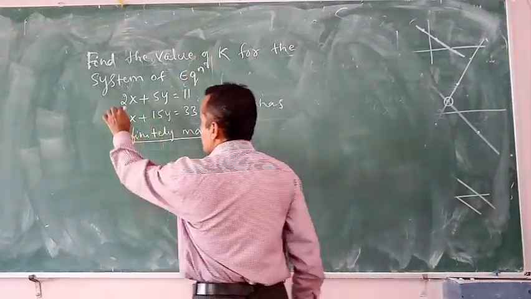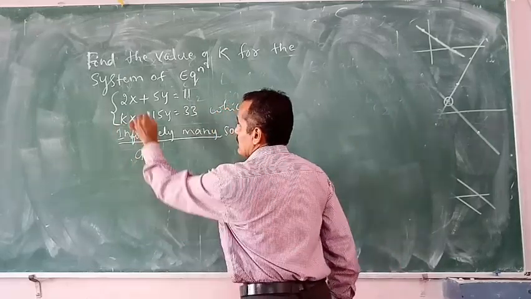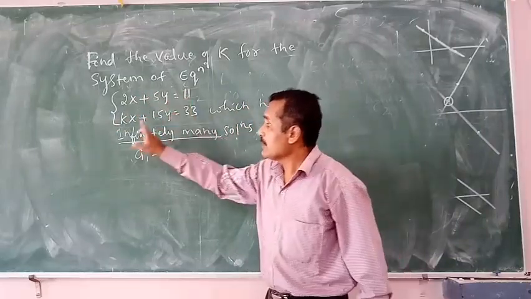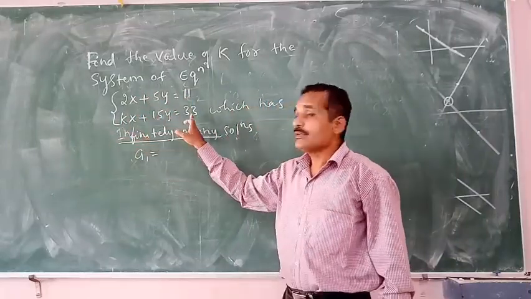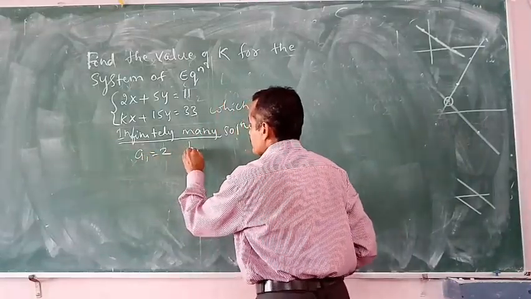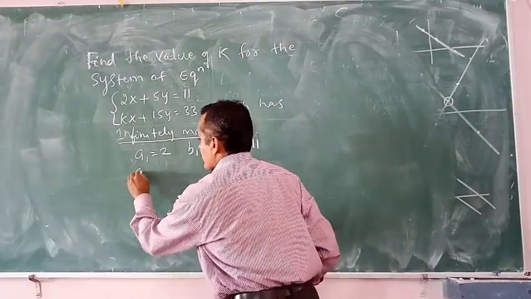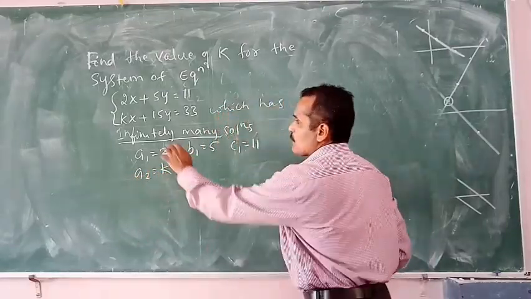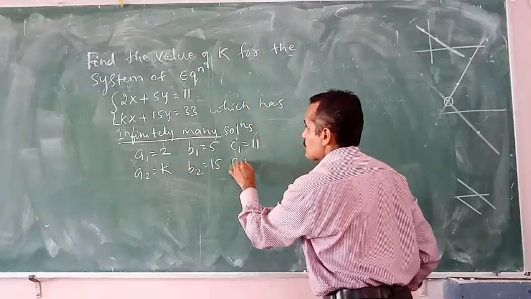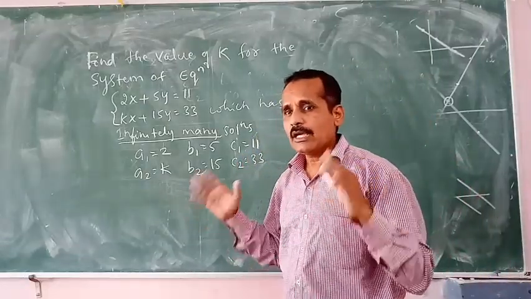I can write here. First, using these two equations, let me write the values. This is a1, this is b1, this is c1, this is a2, this is b2, this is c2. Always keep this in mind. a1 equals 2, b1 equals 5, c1 equals 11. a2 equals k, b2 equals 15, c2 equals 33.